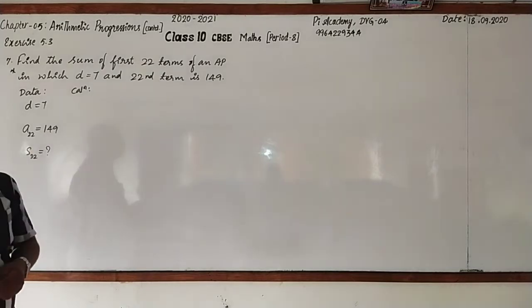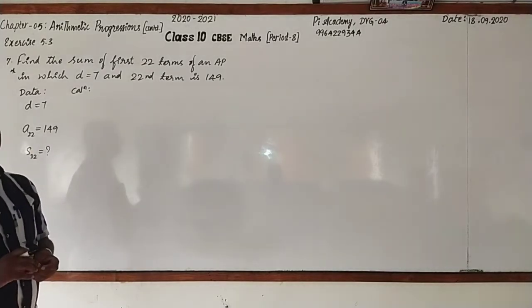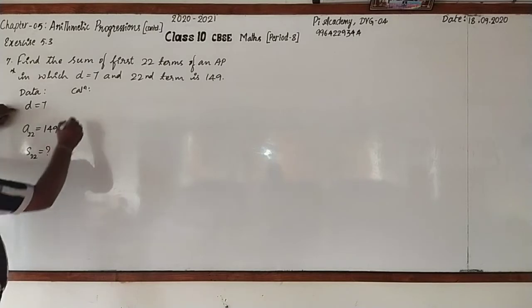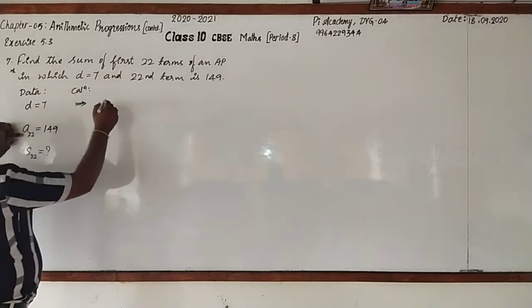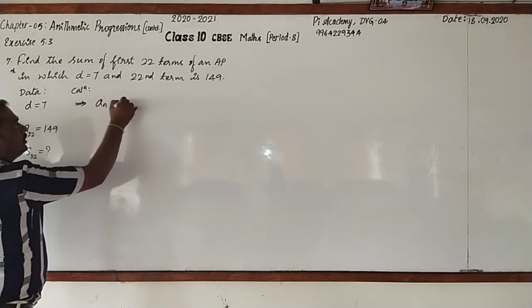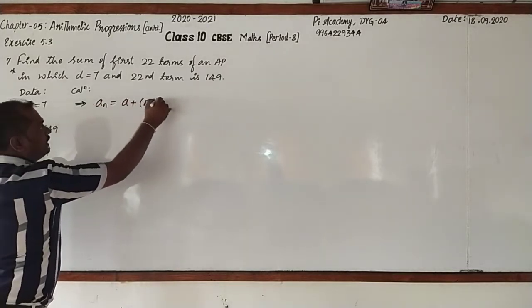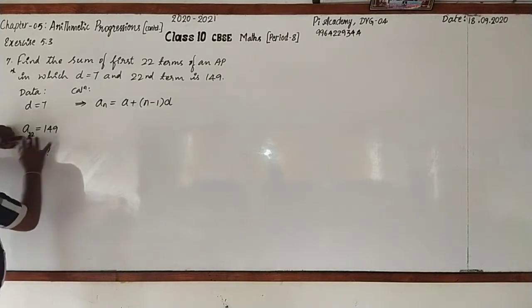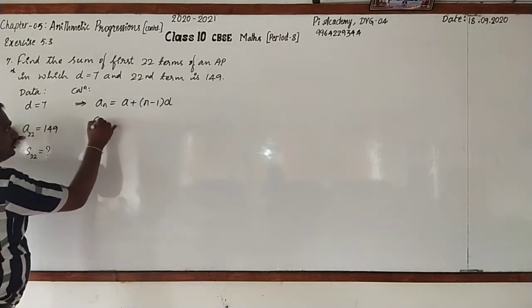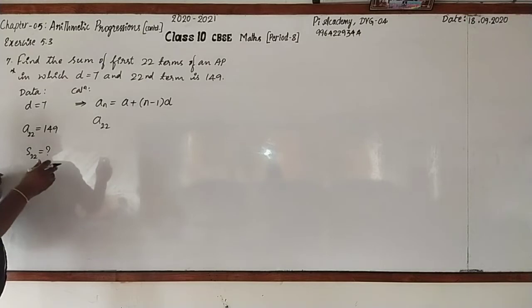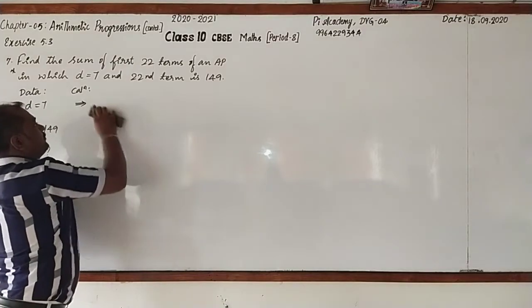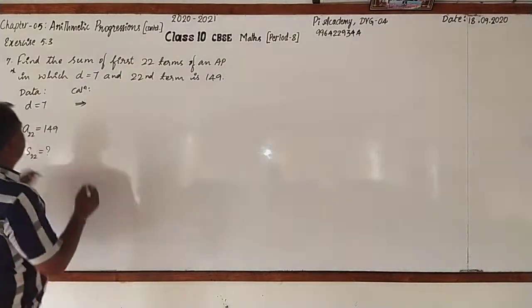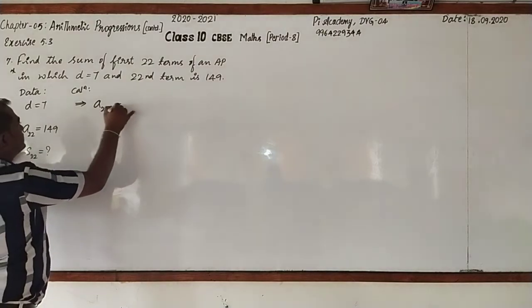And we should also come to know the first term, a. So first let us find out a. How do you go for it? Let us take a22. We all know that an is equal to a plus of n minus 1 into d. Then a22. Followed? Or still you can make this calculation simpler in another way. I'll take a22 directly. a22 is equal to 149.